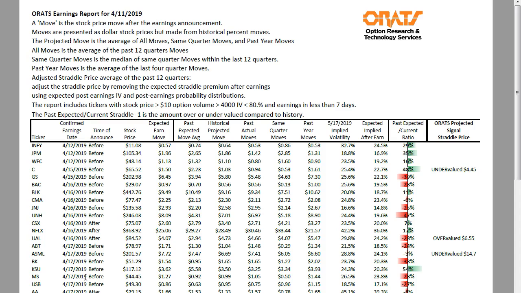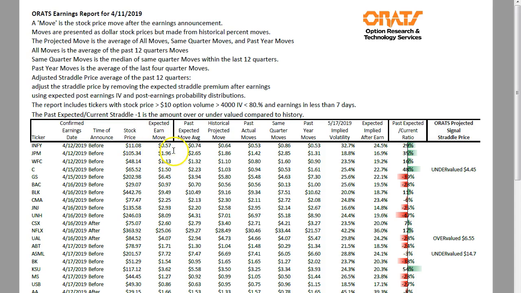The earnings report is based on moves that are implied by the options market, and we'll explain each of the columns next. There are some explanations at the top. The ticker, the confirmed, these are all earnings that are confirmed, and then the time of day, either before market open or after market close. Stock price, the last time that we captured the option prices, the expected move.